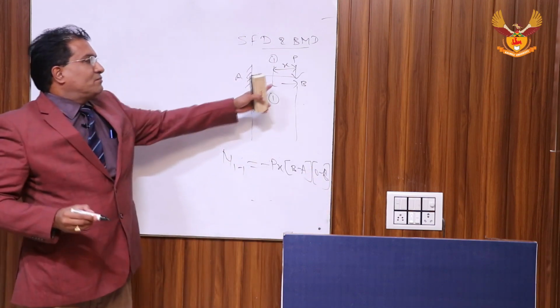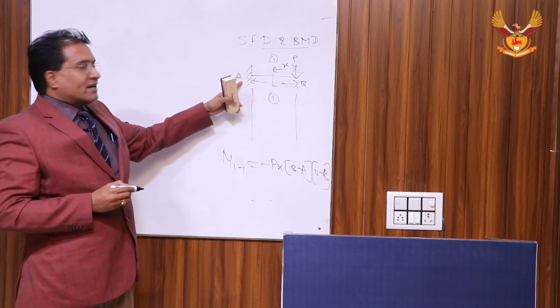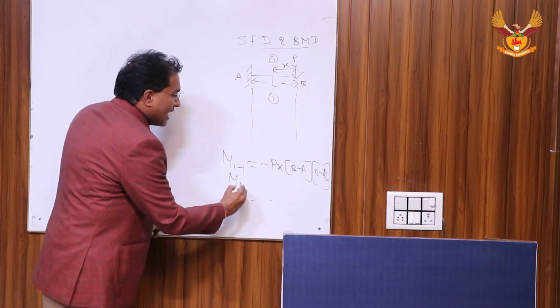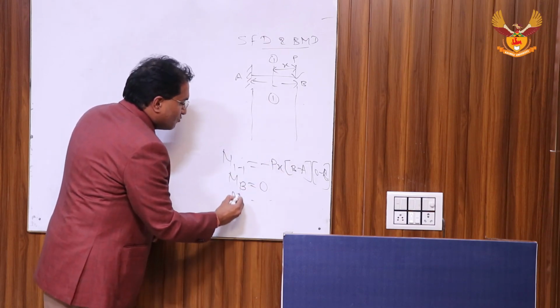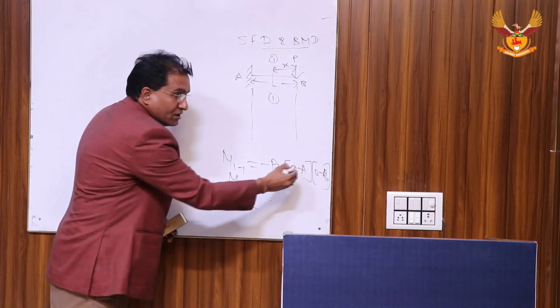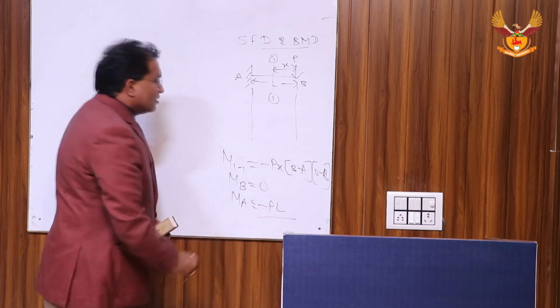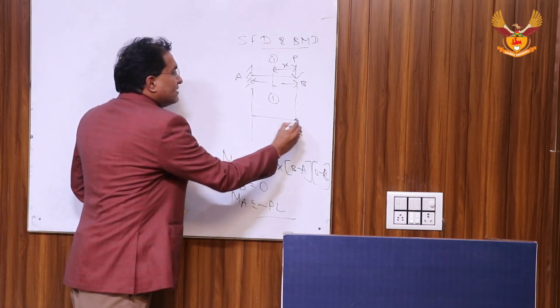section is valid from B to A, the distance is 0 to L. If section will remain at B, it will be x equal to 0, and if it is going at A, it will be equal to L. So moment at B when x will be equal to 0, it is 0. Moment at A when x will be equal to L, we will get minus PL. So let us try to plot the bending moment diagram for this cantilever beam.